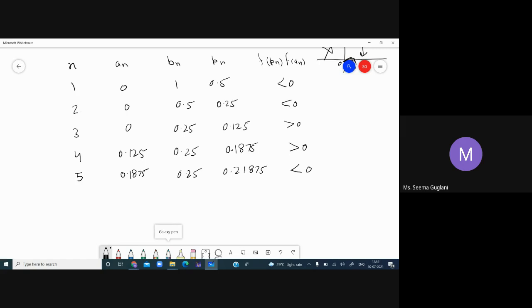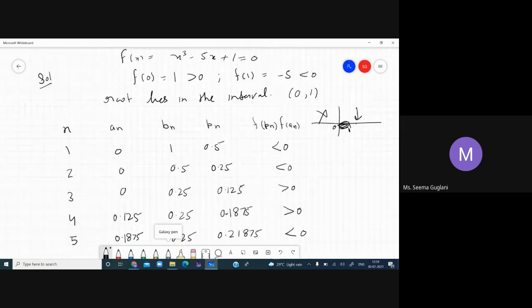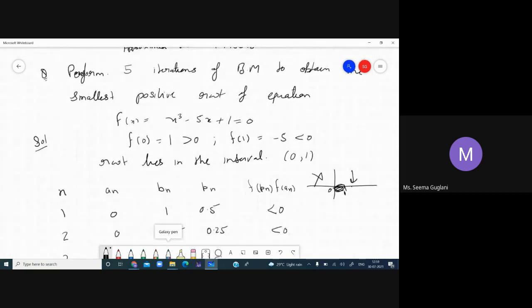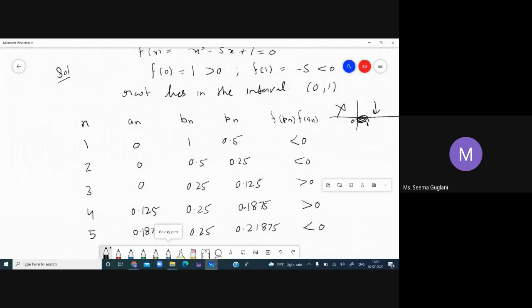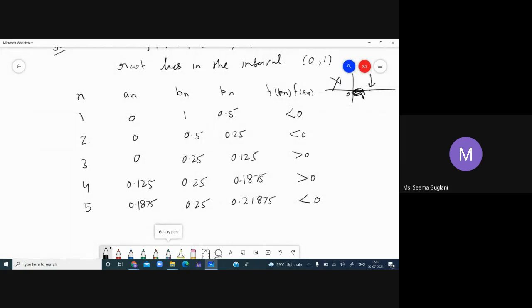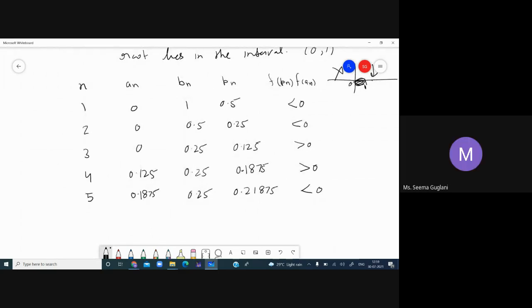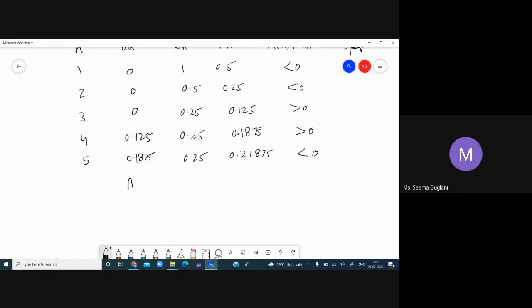I need not go for the 6th one, because in the question he has explicitly mentioned to perform 5 iterations. So after the 5th iteration, my approximation is 0.21875. Do you agree? Yes, ma'am. So my answer would be: after 5 iterations, the approximated root is 0.21875. This would be my answer.